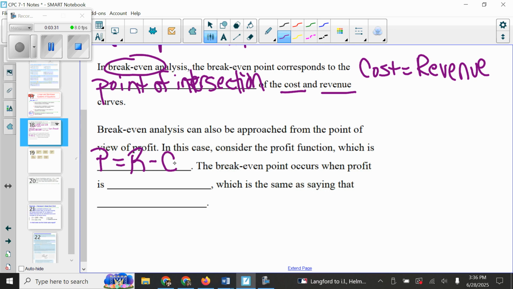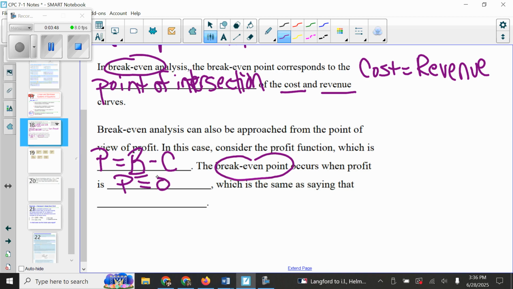So we're looking for profit, right? We want to maximize our profits. We want that number, that P, to get really big. In other words, the bigger the revenue gets, the better off we'll be. Now, the break-even point then, if we're looking at it from the point of view of profit, would be when the profit is 0.